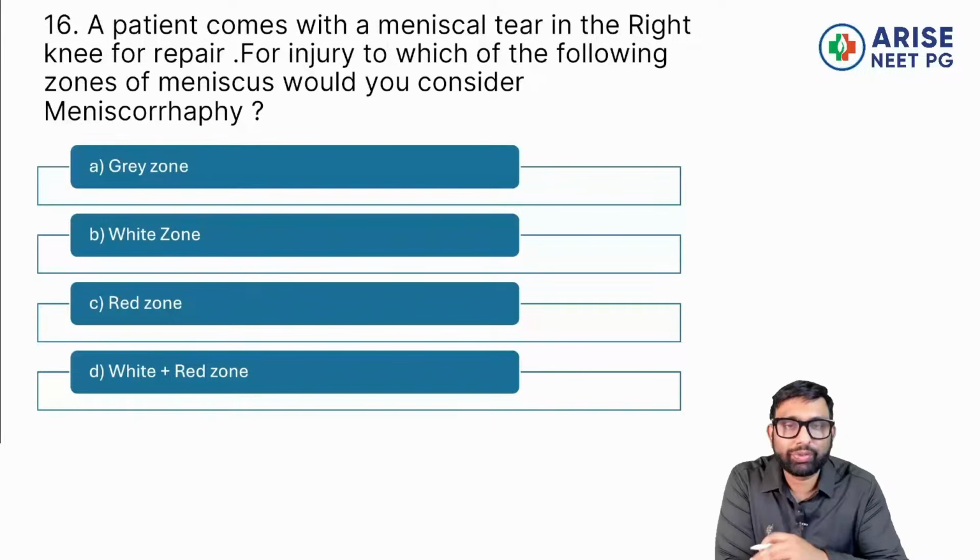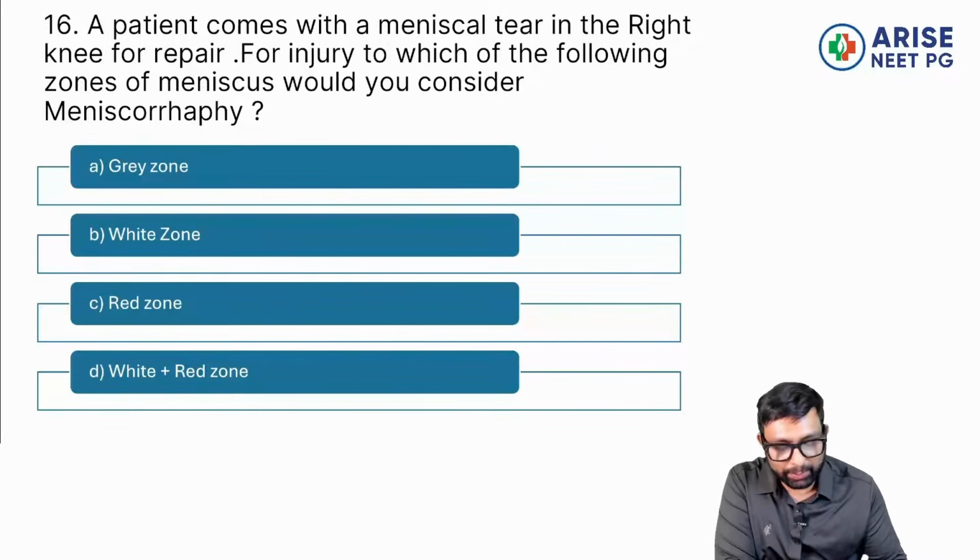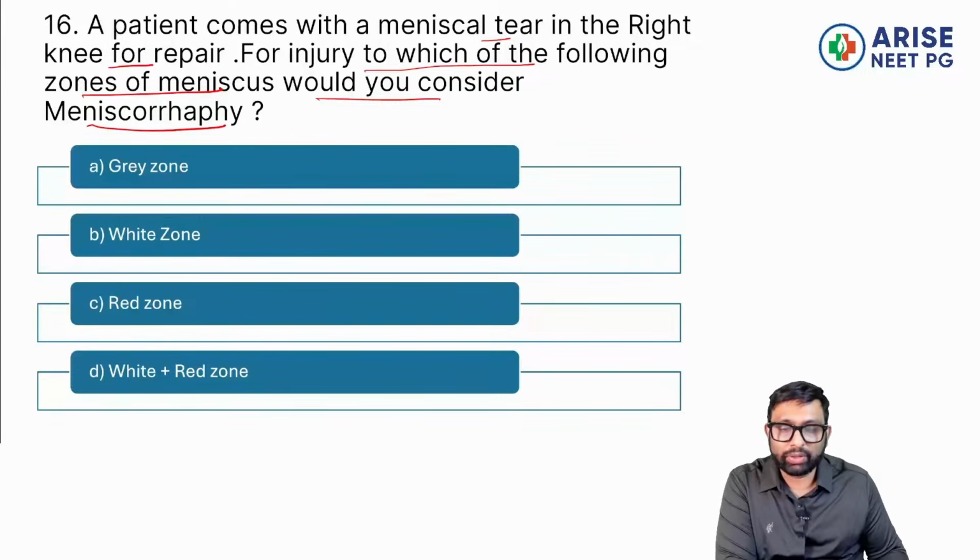Now another question from sports injuries. A patient comes with a meniscal tear in the right knee for repair. Which of the following zones of the meniscus would you consider for meniscorrhaphy? What is a meniscorrhaphy? It is where you are repairing it. The repair is only done in the red zone, where vascularity is good.